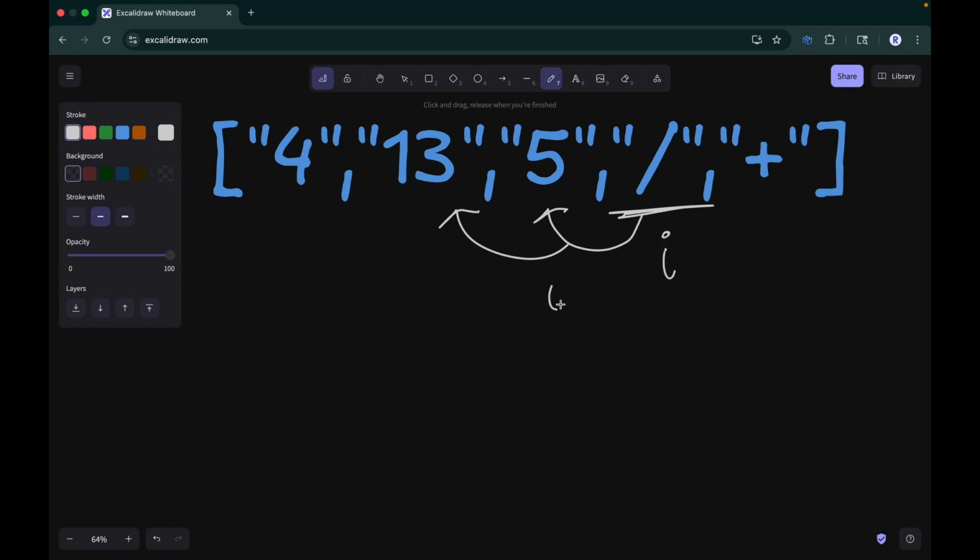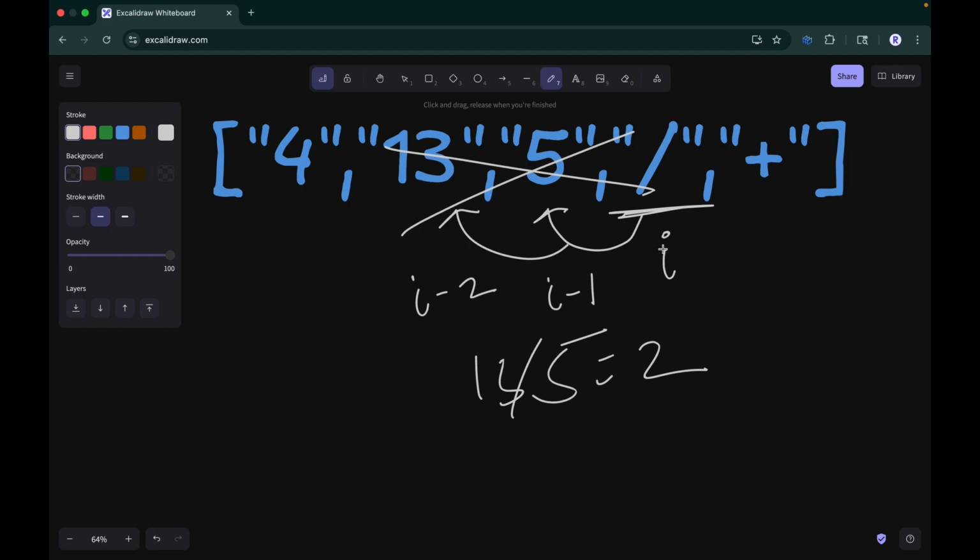So I'll take I minus 1 and I minus 2, correct? But the problem I have with this is, let's say we resolve this. So we do 13 divided by 5, which gives us 2. So how do I remove all of this and ensure that plus, which when taken as I, will give me 2 as I minus 1 and 4 as I minus 2? Like, we need to adjust that, right?